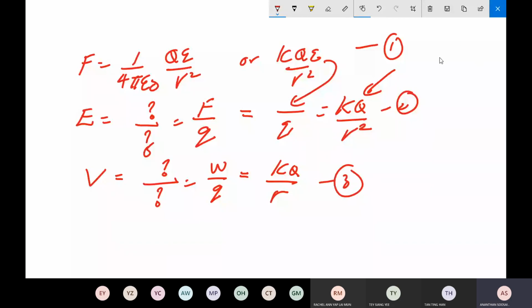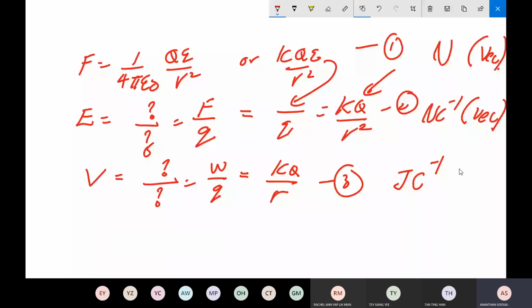Force: what is the unit? Newton, of course. Vector or scalar? It's a vector quantity. Electric field strength: what is the unit? Force per unit charge, so Newton per coulomb. Vector or scalar? Also a vector, it has a direction. Electric potential: what is the unit? Work done per unit charge, so joule per coulomb. Vector or scalar? It's a scalar quantity.